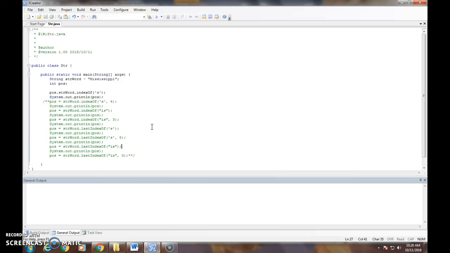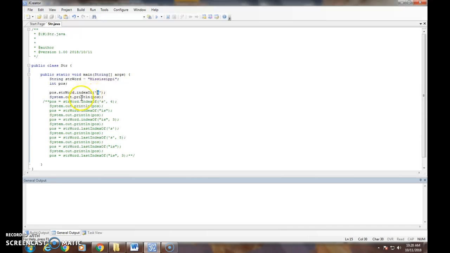So keep checking back. Here I have a program already set up, and I have the string words set to Mississippi, and I have an integer position, and position = stringWord.indexOf('s'). The way this works is it's going to look for s inside of the string called Mississippi, starting at the left. So it starts at the 0 position, which is m, then goes to i in the first position, and goes to the 3rd position and finds s. It always starts at the left, looking to the right for the first occurrence of this character.